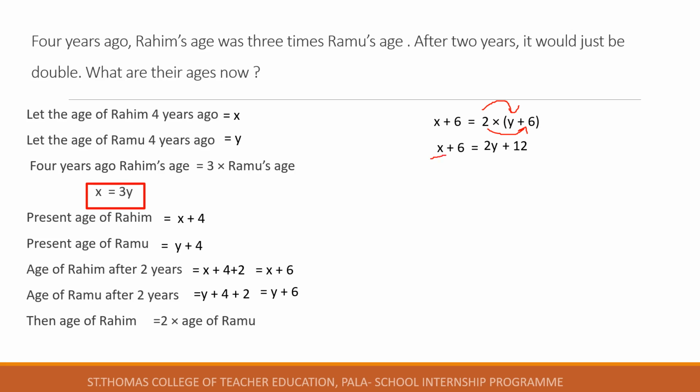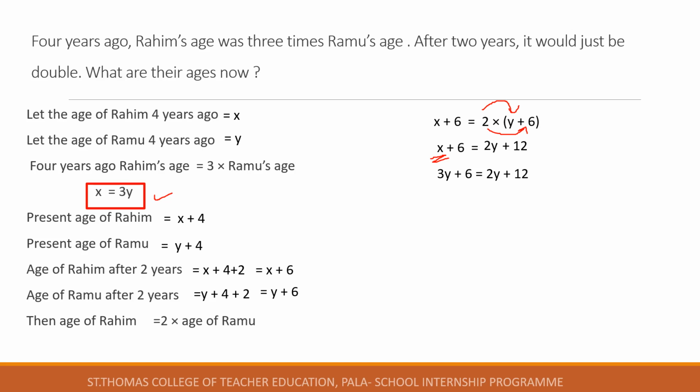Here we have x and initially we found x as 3y, isn't it? Now tell me what you are going to do. Yes, we will replace this x with 3y. So what we get? Good. 3y plus 6 equal to 2y plus 12. Then what is the next step? Rearranging.